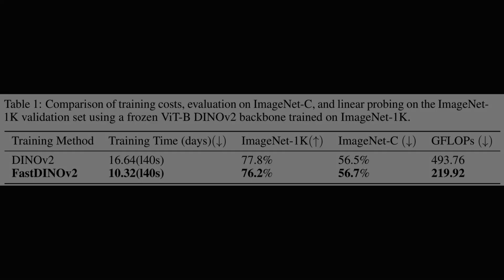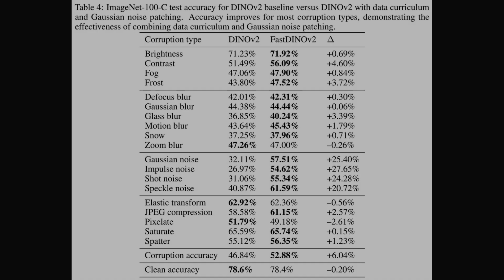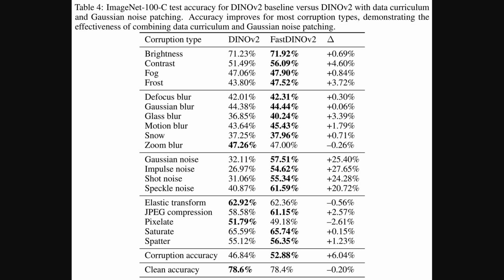It's just as good. This next table really breaks down how that robustness is achieved by looking at different types of image corruption. The authors are testing how each training stage by itself affects the model. You can see that the first stage, training on low-resolution images, makes the model better at handling things like fog and motion blur. But the second stage, with that Gaussian noise patching, makes it dramatically better at high-frequency corruptions, like impulse and speckle noise. So each stage creates a specific focus or bias, and combining them creates a more well-rounded, robust model.